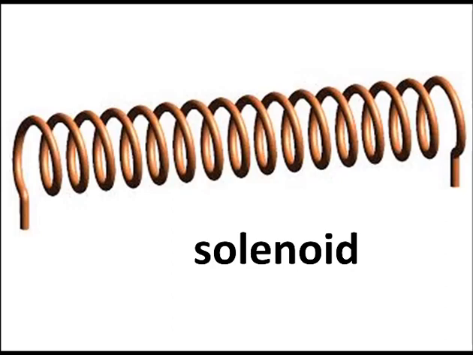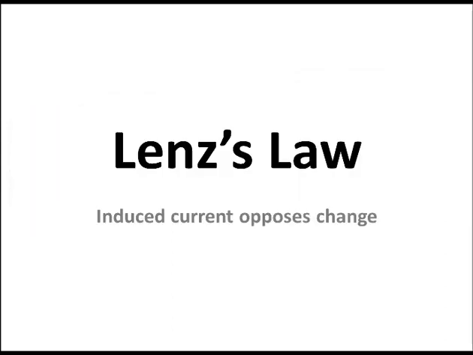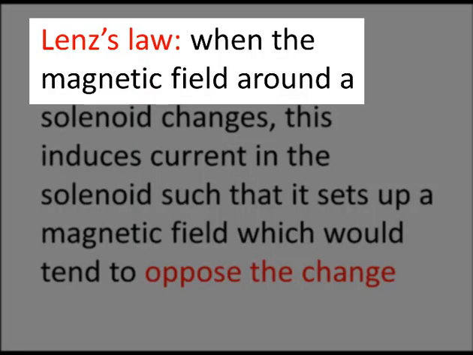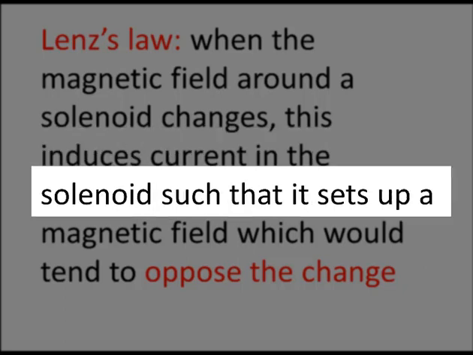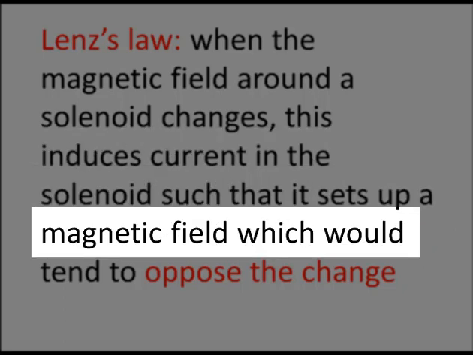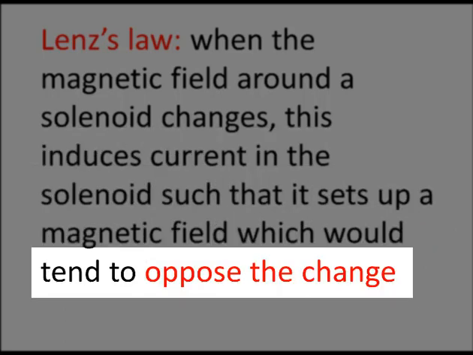How about finding out the induced current's direction in a solenoid, not a straight conductor, but a solenoid? Then we make use of Lenz's law, which states that when the magnetic field around a solenoid changes, this induces current in the solenoid such that it sets up a magnetic field which would tend to oppose the change.